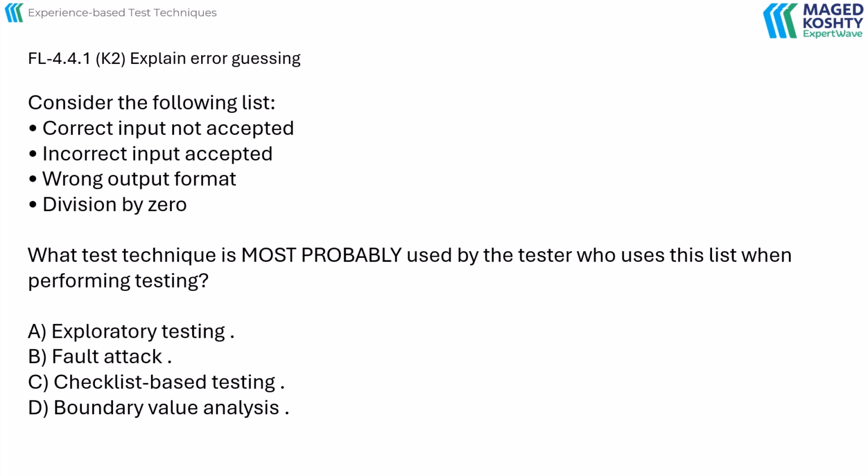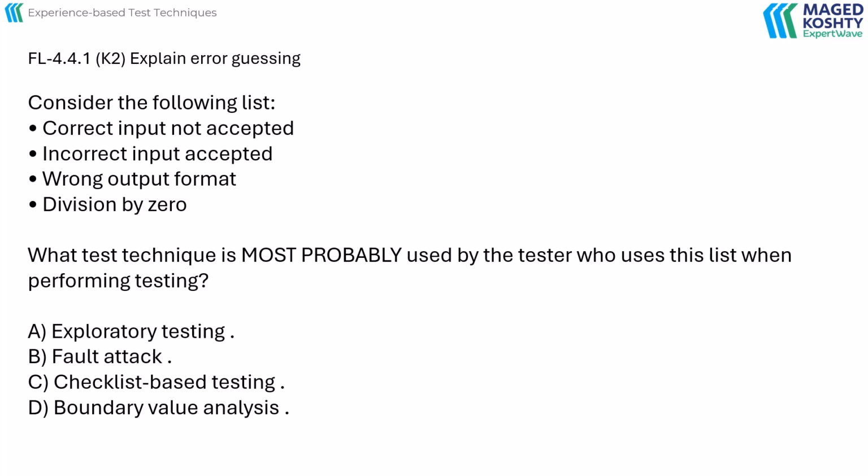Consider the following list. Correct input not accepted. Incorrect input accepted. Wrong output format. Division by zero. What test technique is most probably used by the tester who uses this list when performing testing?